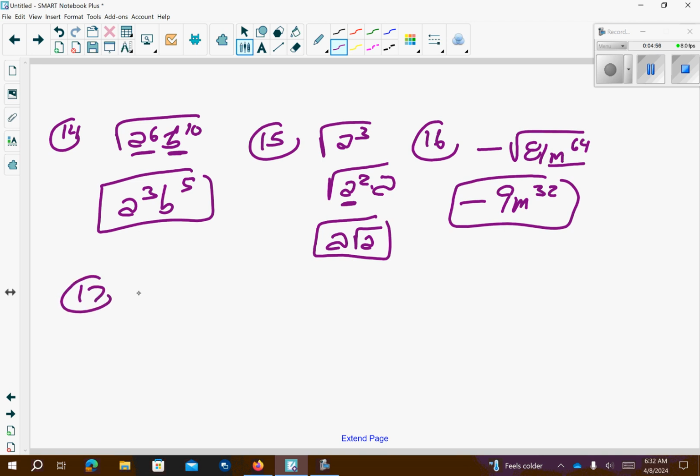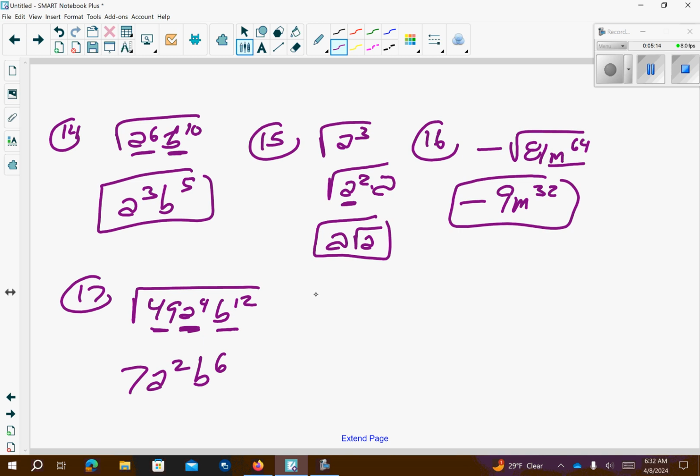Number 17, I get square root 49, a to the 4th, b to the 12th. Square root of 49 is 7. Square root of a to the 4th is a to the 2nd. Just take half of it. Square root of b to the 12th is just b to the 6th because we just take half the exponent. And then number 18, square root 121, x to the 14th, y to the 6th. Square root of 121 is 11. Square root of x to the 14th is x to the 7th. Square root of y to the 6th is just y to the 3rd.